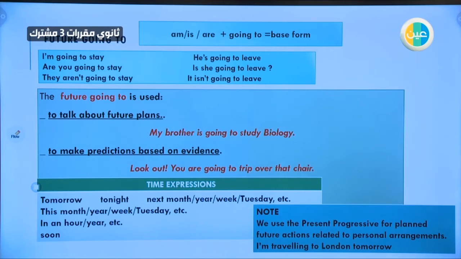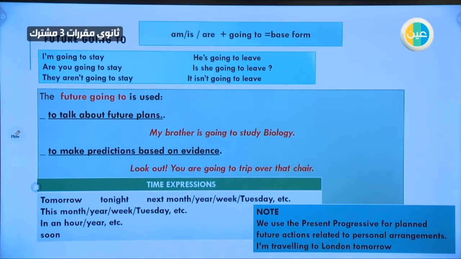Number one, to talk about future plans. You prepare before, you have a plan. My brother is going to study biology, not will, because he has a plan to study the subject. To make a prediction, but not any prediction, I should have evidence.